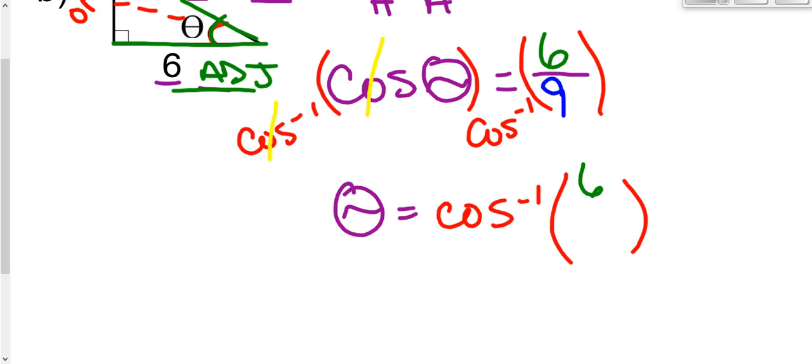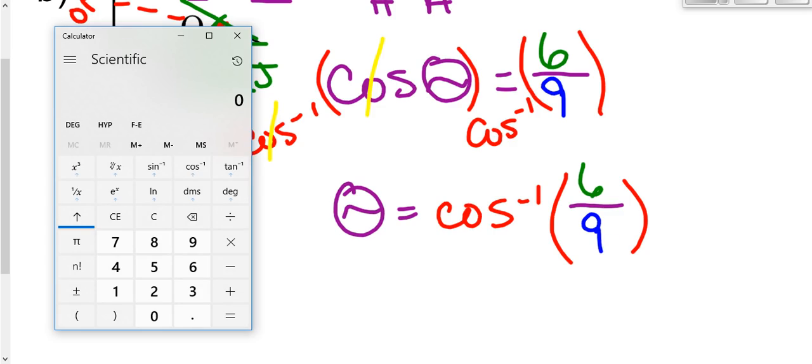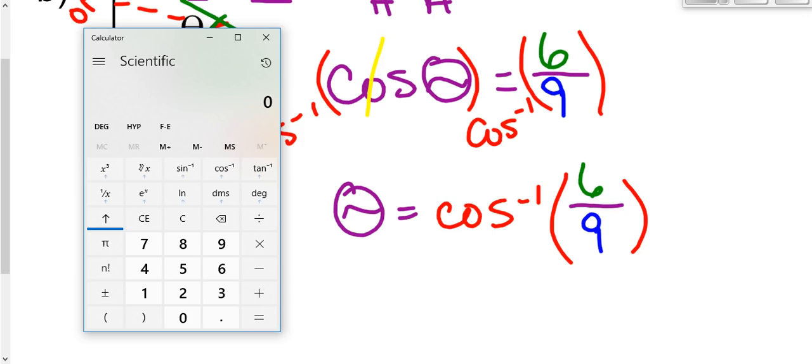And that is the information that I'm going to have to plug into my calculator. So let's go ahead and take another look at the calculator and see about plugging that in. So the scientific calculator on your computer, we've learned that you have to type in your input first. Our input is 6 over 9. There's our input right there.